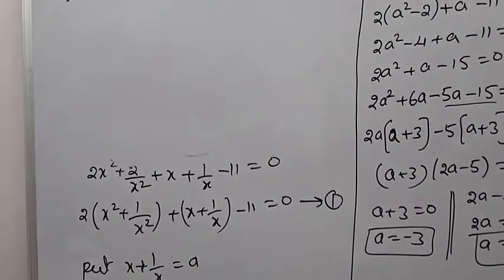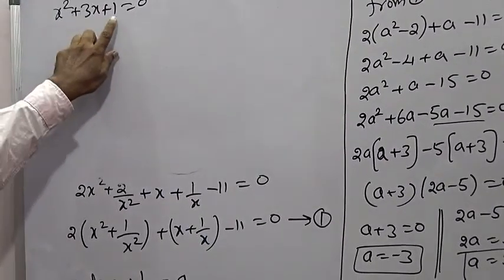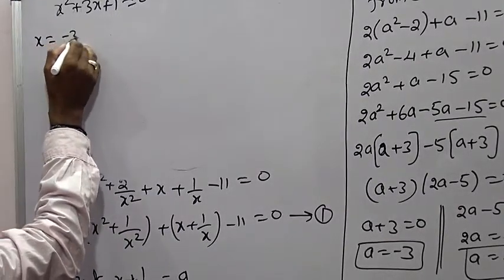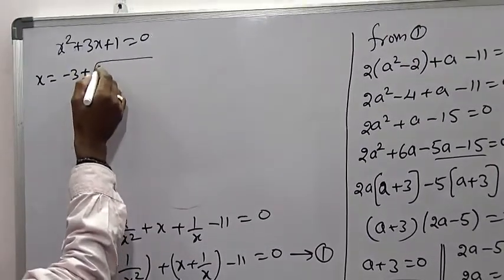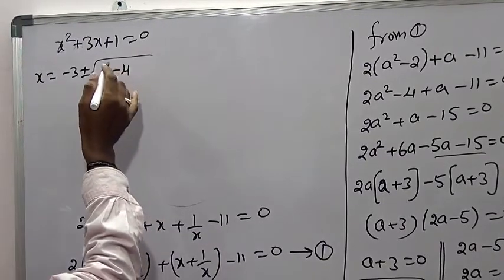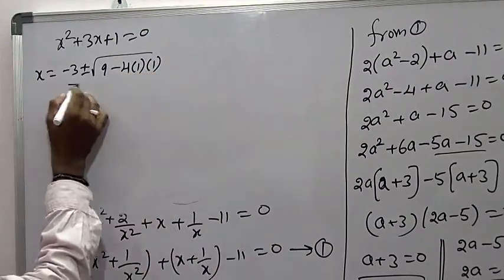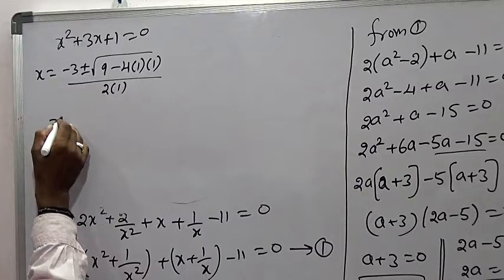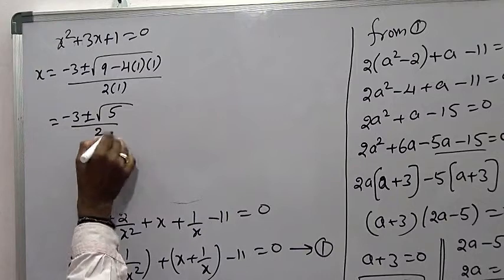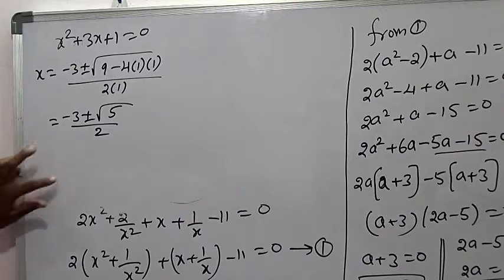Now the factors of x square plus 3x plus 1. The middle term is greater than the last term. Now using the formula, x is equal to minus 3 plus or minus square root of b square minus 4ac, that is 9 minus 4 into 1 into 1, by 2 into 1. That equals minus 3 plus or minus square root of 9 minus 4, which is 5, by 2. So x is equal to minus 3 plus or minus root 5 by 2, those are the two factors.